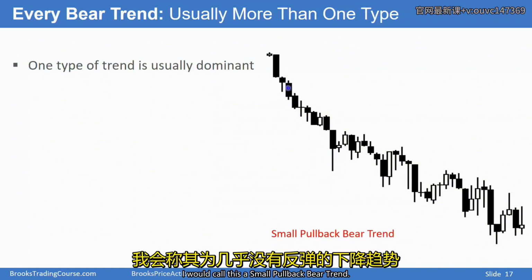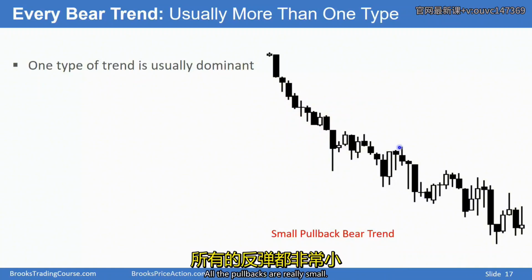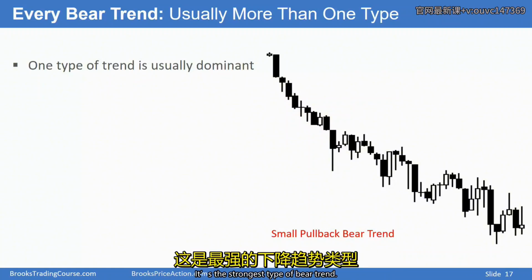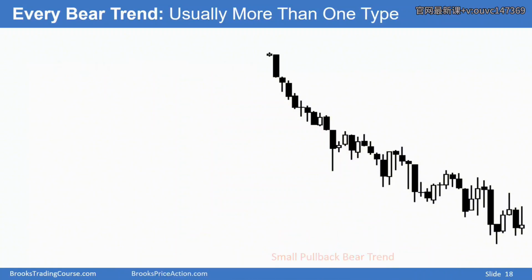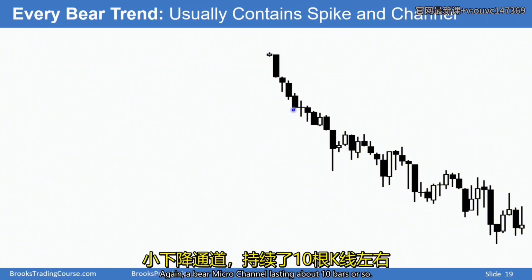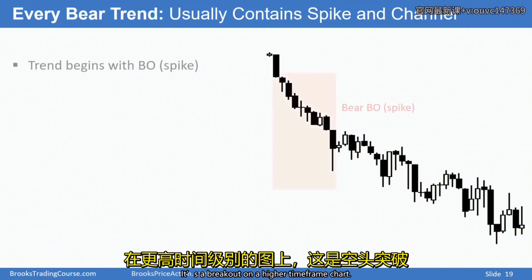I would call this a small pullback bear trend. All the pullbacks are really small. It's the strongest type of bear trend on a higher time frame chart. This entire sell-off is a breakout, a bear breakout. Again, a bear micro channel lasting about 10 bars or so. It's a breakout on a higher time frame chart.